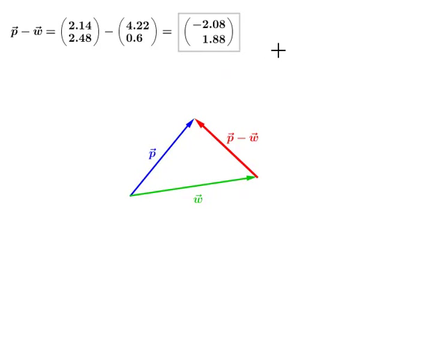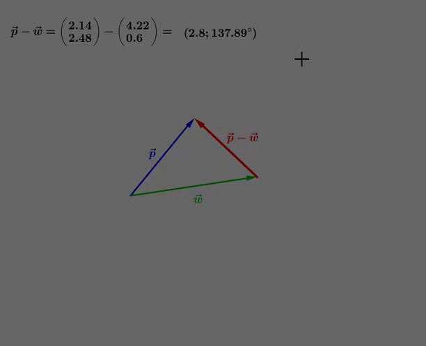Of course, if we want the magnitude and direction of this vector, we simply apply Pythagoras and use the definition of a tangent. But since I'm in GeoGebra, I can do this very easily. And so this vector has a magnitude of 2.8 and is at an angle of 137.89 degrees from the positive x direction. So this should be fairly easy for you to do.